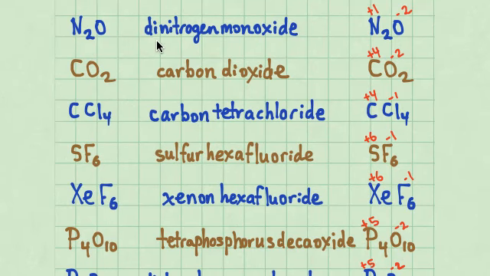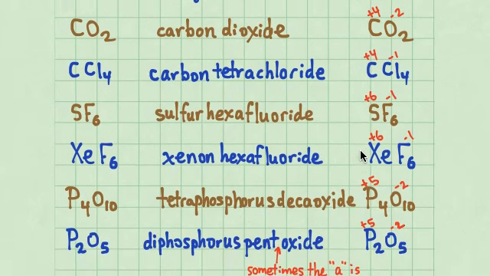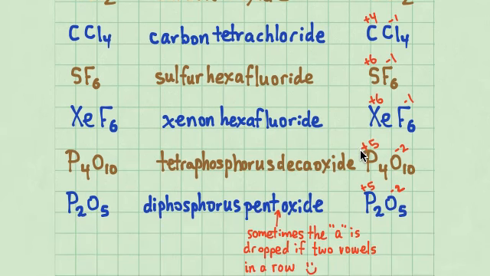Dinitrogen monoxide, 2 nitrogens, 1 oxygen. -2, +1. 2 times +1 is +2. Carbon dioxide, charges balance. Carbon tetrachloride, chlorine's in the -1 family. 4 times -1 is -4. That makes the carbon must be a +4 oxidation state. Sulfur hexafluoride. I'm seeing some patterns. Xenon hexafluoride.